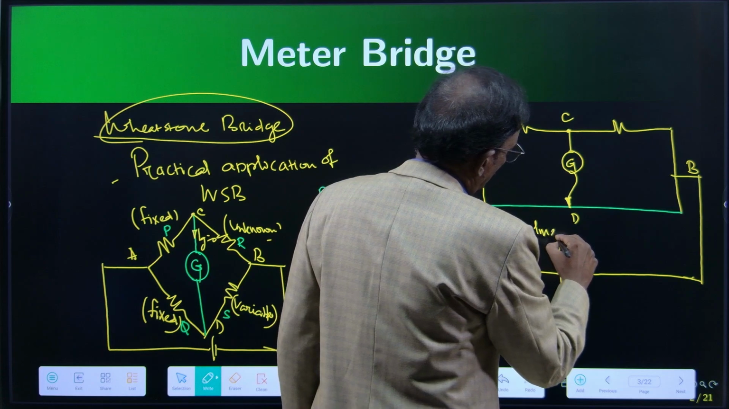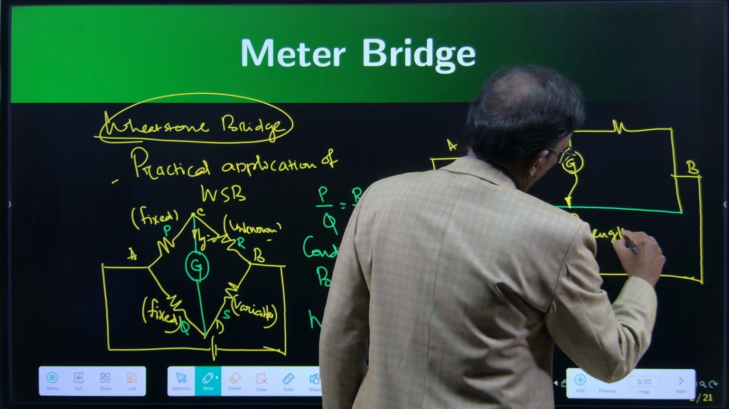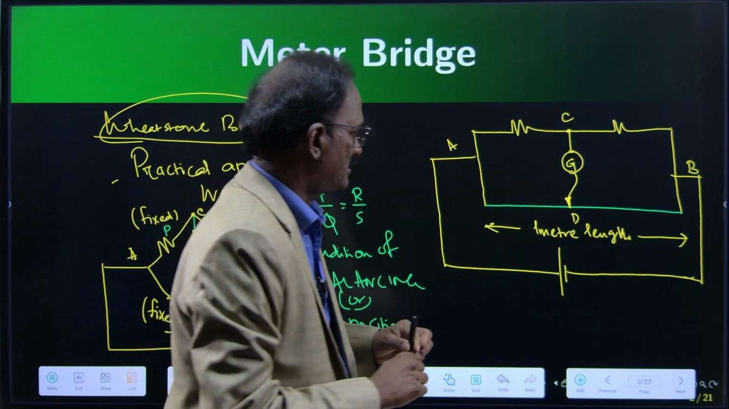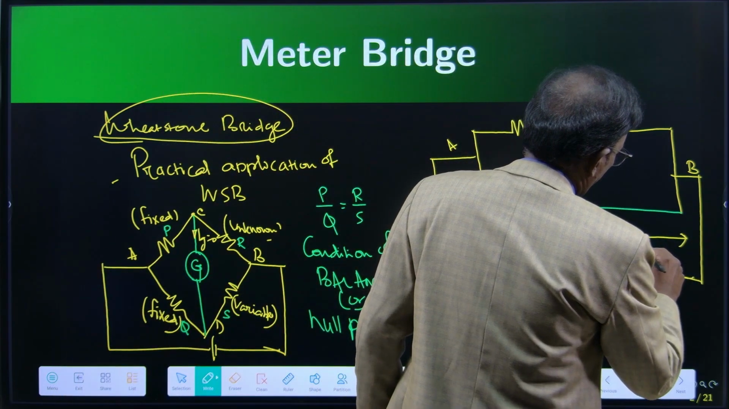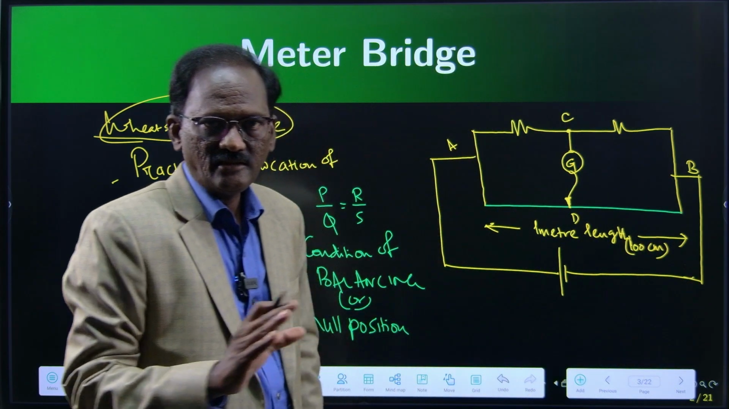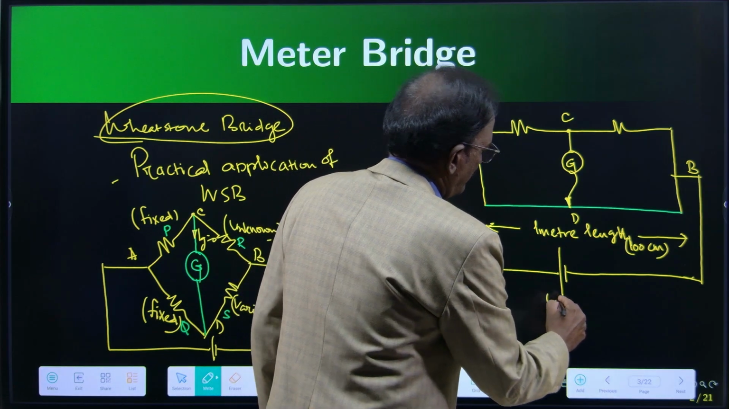The green wire represents 1 meter length. That is 100 centimeter usually. In terms of centimeter, we will solve all the problems. This is the battery, V voltage.